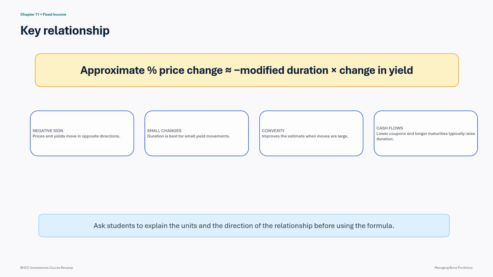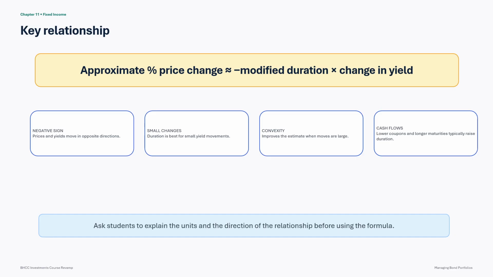Suppose a portfolio has a modified duration of 7.2. If yields rise by 75 basis points, the first order estimate is negative 7.2 times 0.0075. That equals negative 0.054, or an approximate price decline of 5.4%. If yields instead fall by 75 basis points, the duration-only estimate is a 5.4% gain.